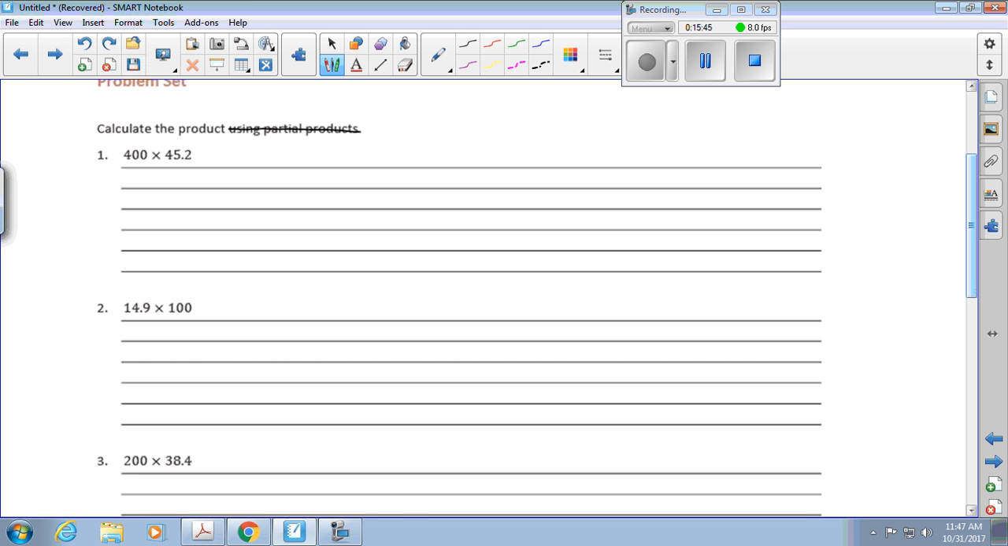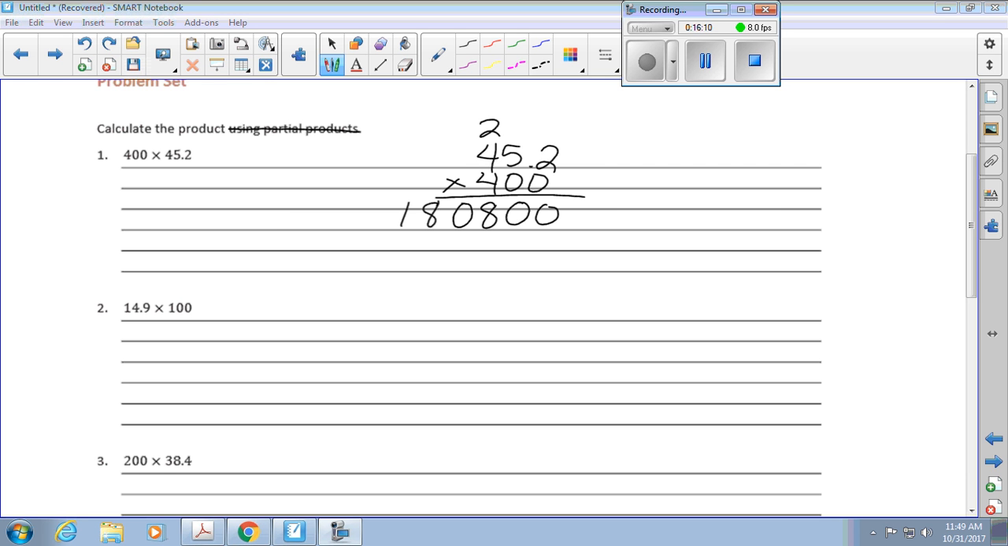Here we go. So, most people that I checked had this correct. They put the 400 on the bottom because that will save you some time and you can use this shortcut. All right, so 4 times 2 is 8. 4 times 5 is 20, carry your 2. 4 times 4 is 16, plus 2 is 18. How many spots in are we going to go? 1. All right, just 1 spot in.